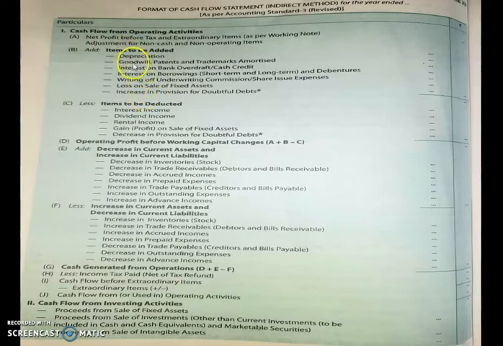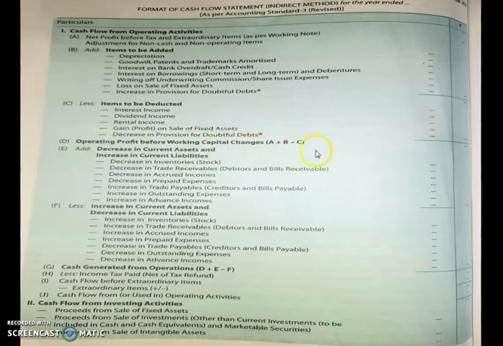So these are some list of items that you have to learn by heart as they are. See, there are 7 items on the list to be added, and there are 5 items on the list to be subtracted. After adding and subtracting these items from the net profit, the result you will get is D. The heading of that D is operating profit before working capital changes.